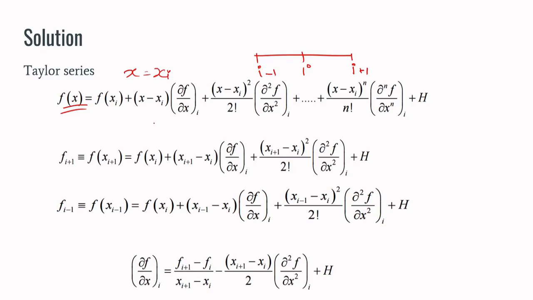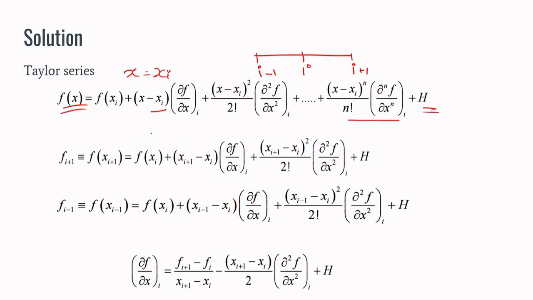Then the Taylor expansion for that becomes f of xi plus (x minus xi) into ∂f/∂x at i, plus (x minus xi) the whole square by 2 factorial into ∂²f/∂x² at i, plus etc. And this is a general term actually: (x minus xi) the whole raised to n by n factorial into ∂ⁿf/∂xⁿ at i, plus the higher order terms, whichever are higher than n.